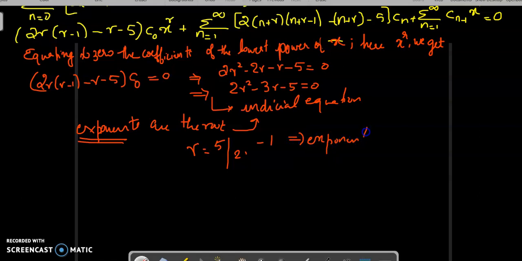So now corresponding to each exponent, we are going to find a solution. Now first we take r equal to 5 by 2 and substitute in the above equation to get our coefficients.